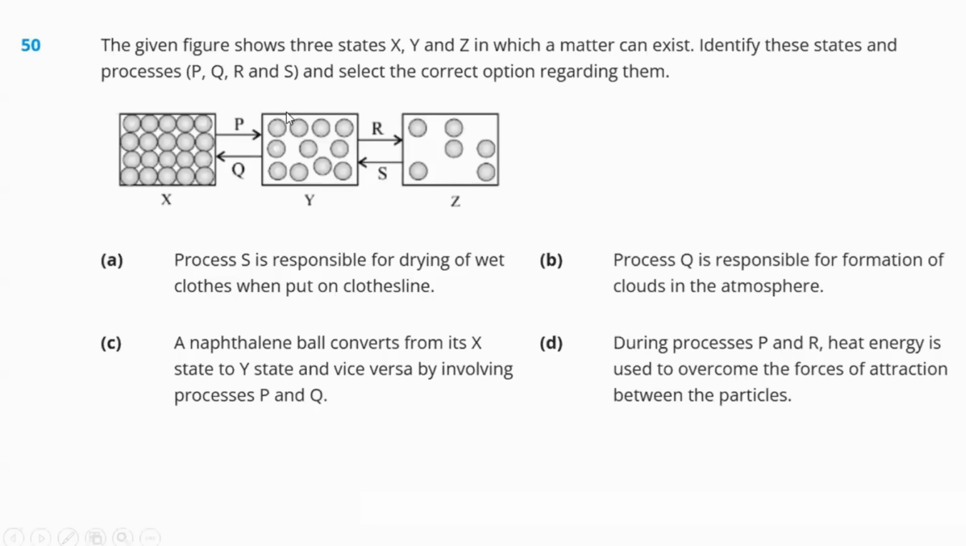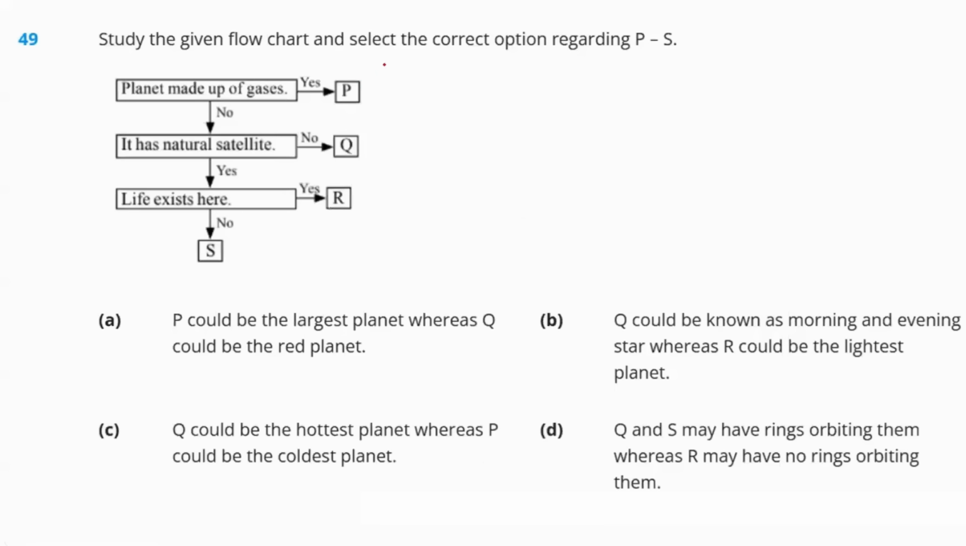Question number 49. Study the given flowchart and select the correct option regarding P2S. P is planet made up of gases. It would be your outer planets, right? All of them.